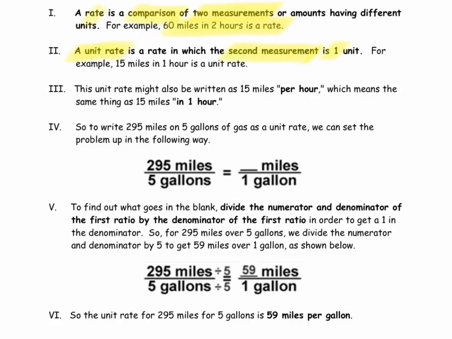So 15 miles in 1 hour. You could read that as 15 miles per hour. Per is very important here. So this starts looking at how to solve some of the problems. If you're given 295 miles on 5 gallons of gas, we want to find out how much you get on just 1 gallon.